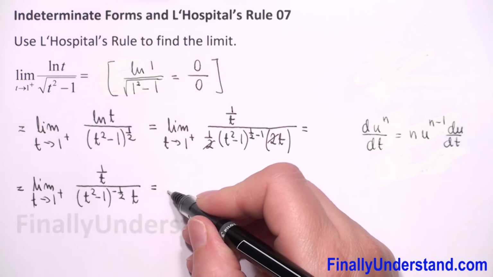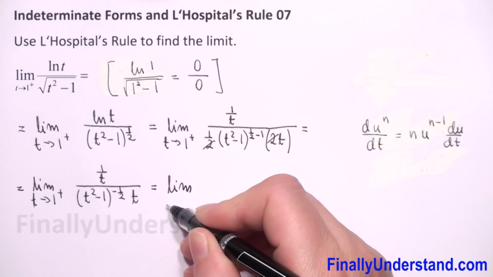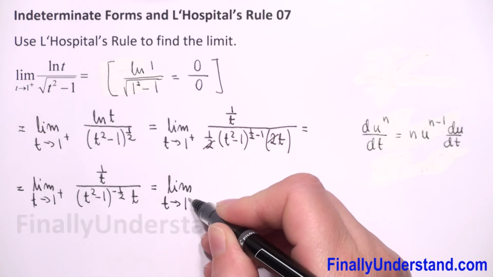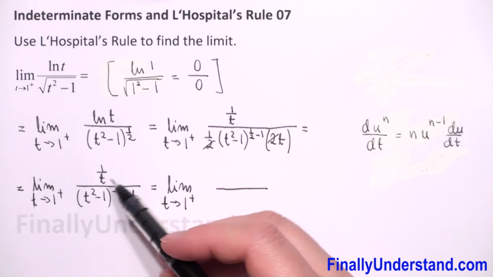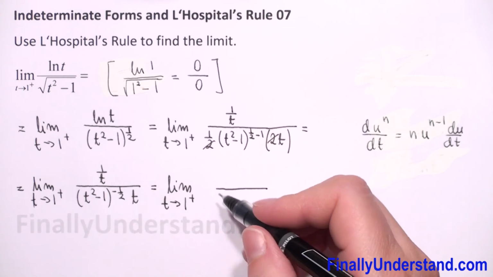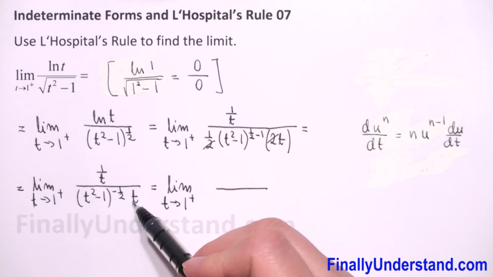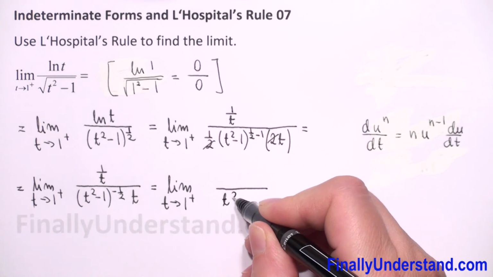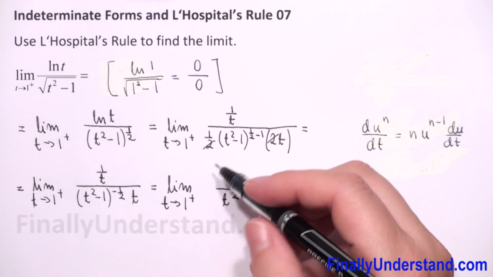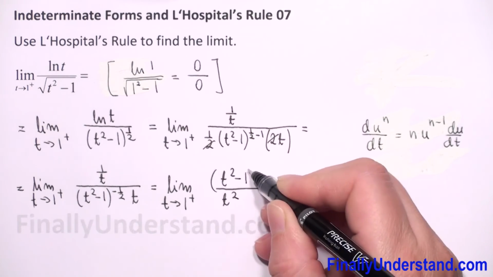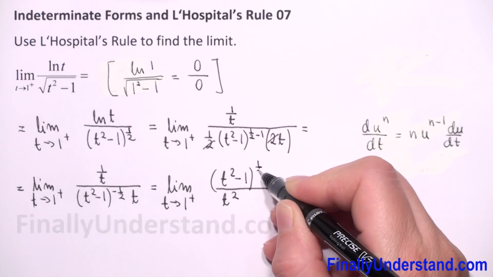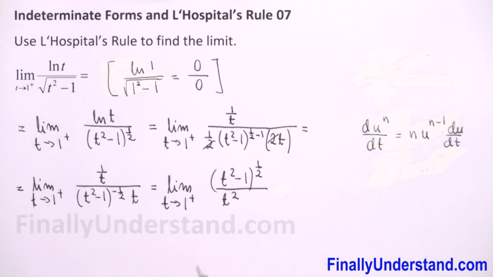So this is equal limit as t approaches 1 from right, and we have 1 over t, so this t goes down, so we have t times this t will be t squared, and we have t squared minus 1 to power 1/2. Now we have to check what will be when we replace t's by 1.